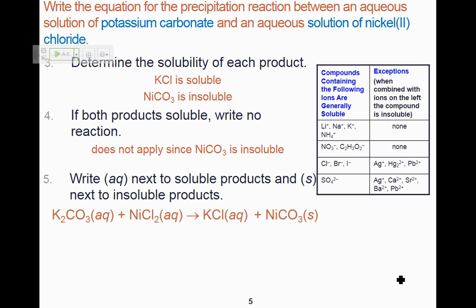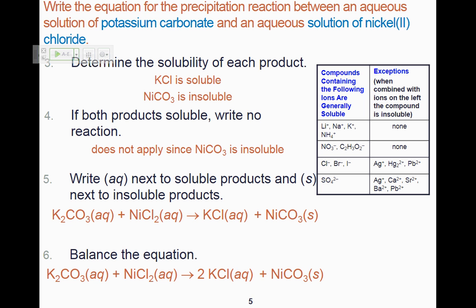Our last step, of course, is to balance our reaction equation. We see we're not balanced. We have Cl2 here, but only Cl. We have K2 here, but only K. So our last step is to balance that equation. Our final equation is always going to be a balanced equation. Now, you do not have to balance your equation if you don't get a reaction, because there's nothing to balance. So if you don't get an insoluble compound, then your reaction is just no reaction, and you're done.